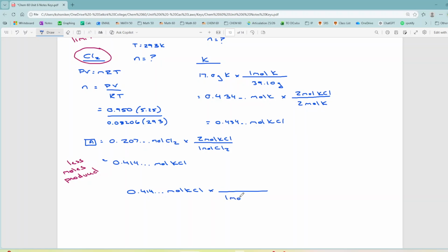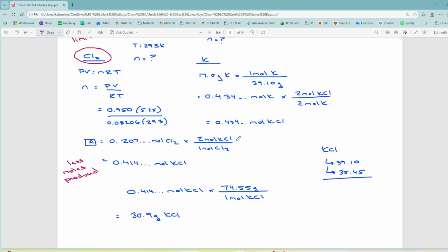So 1 mole of potassium chloride weighs, we already know that the potassium is 39.10. We know that the chloride is 35.45. So I'm going to store as A, 39.1 plus 35.45 gives me 74.55 grams. So I'm going to take that number and multiply it by my recall A, and I get to 3 sig figs 30.9 grams of potassium chloride produced.